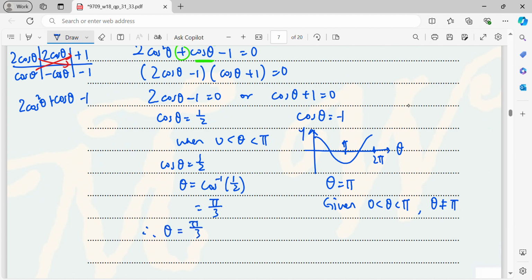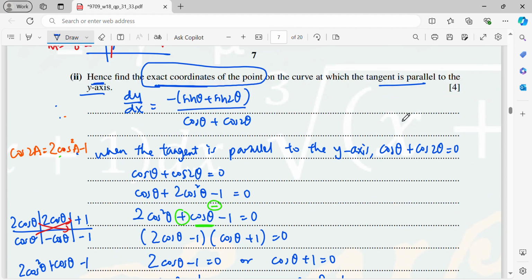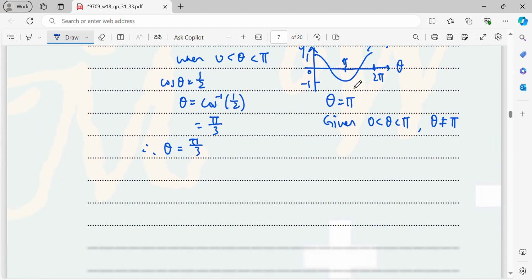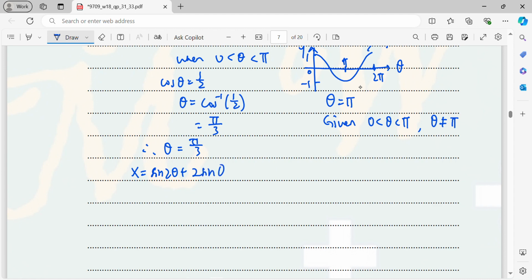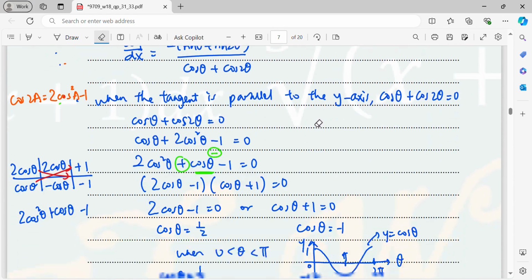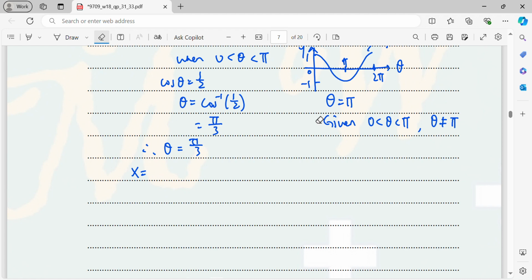Okay, now when you are getting this, this is y equals to cos theta. To get the coordinates of the point, just substitute back into the x and y. Okay, 2 sine theta plus sine 2 theta for the x. Let me check one more time. x equals 2 sine theta plus sine 2 theta. Then now my theta is pi over 3.